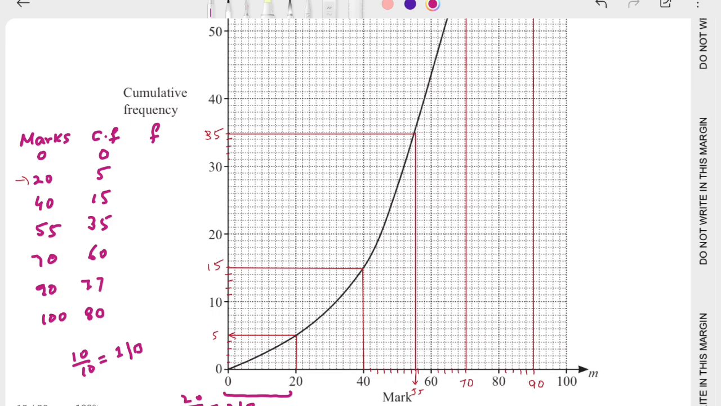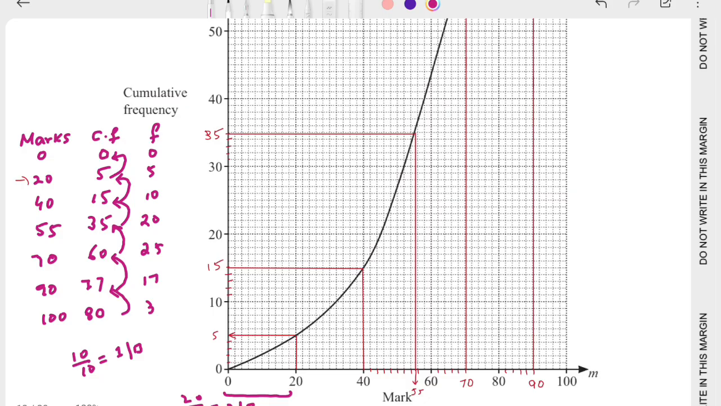Now we find frequencies. So 0 will be written as it is. Now 5 minus 0 is equal to 5. 15 minus 5 is equal to 10. 35 minus 15 is 20. And 60 minus 35 is equal to 25. 77 minus 60 is 17. And 80 minus 77 is 3.